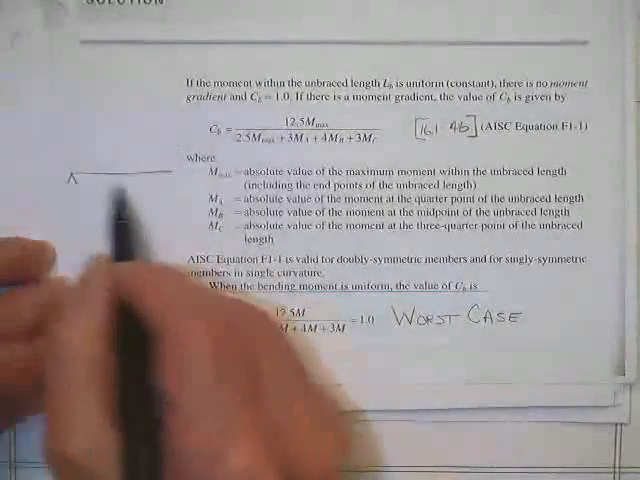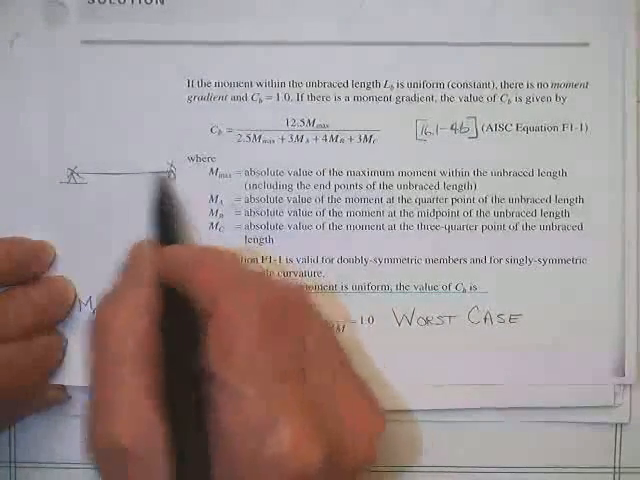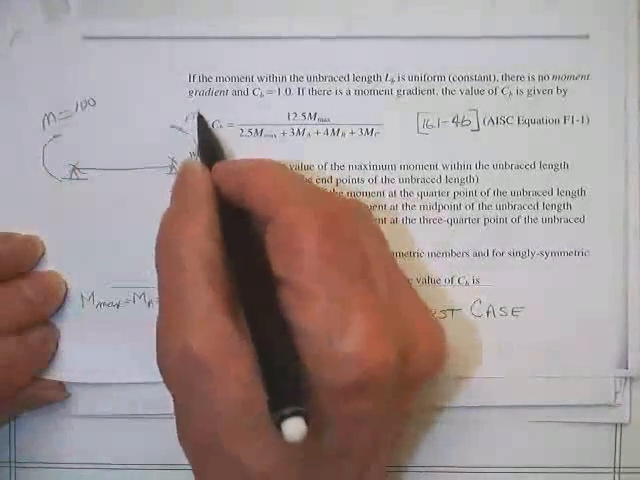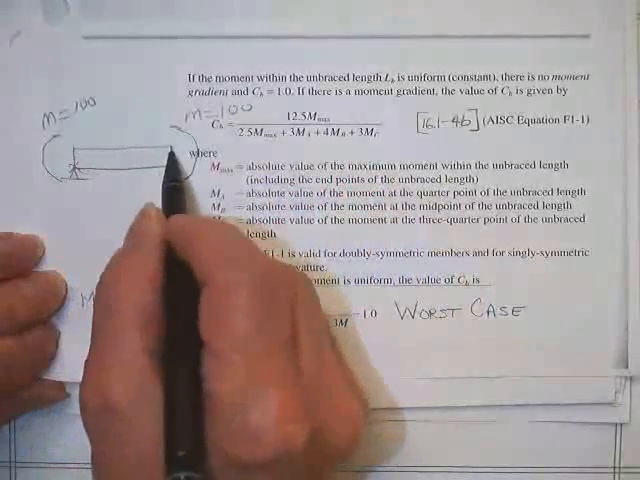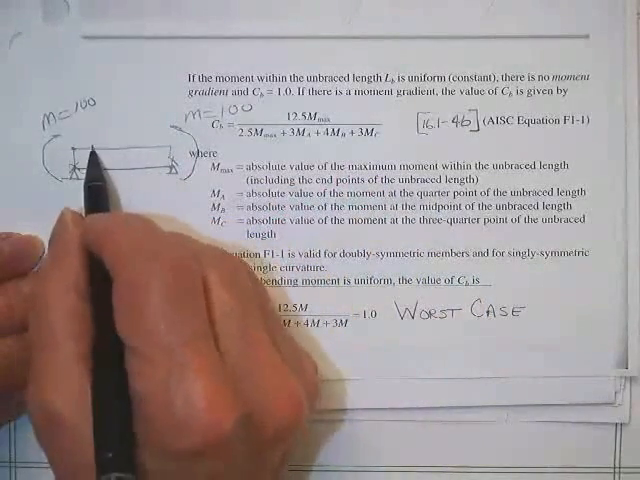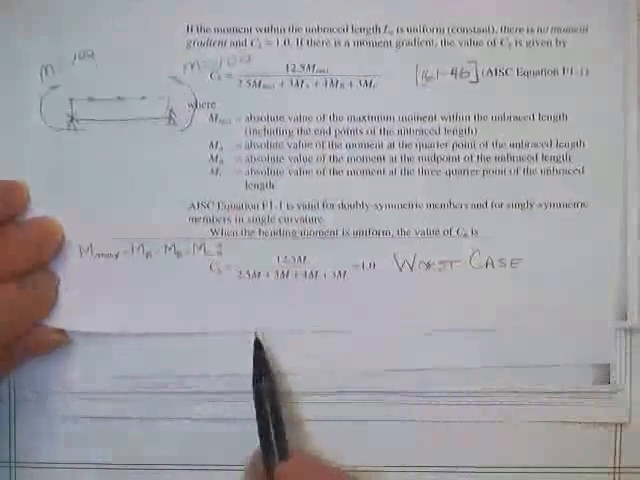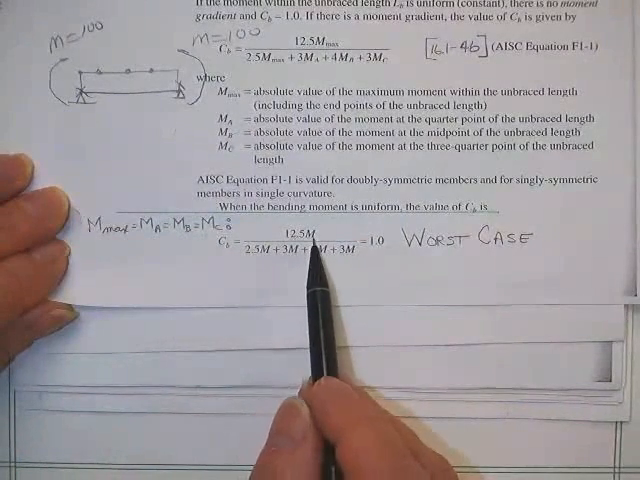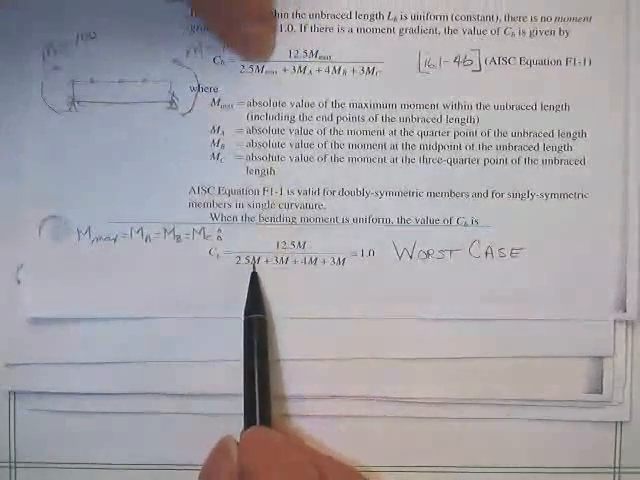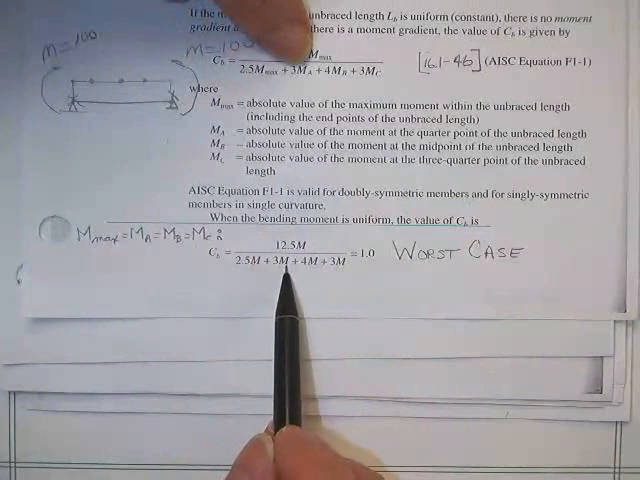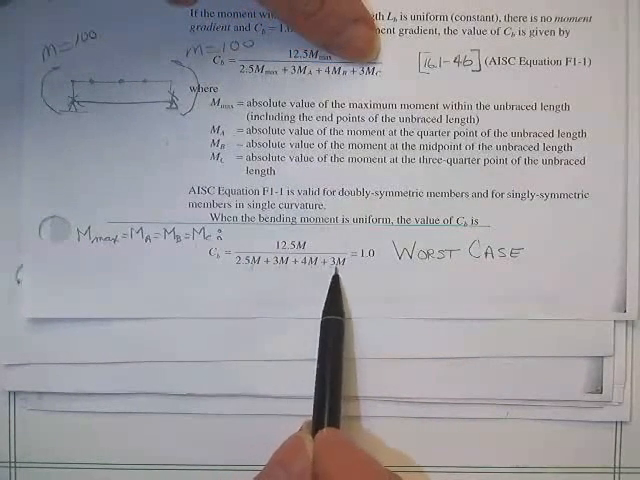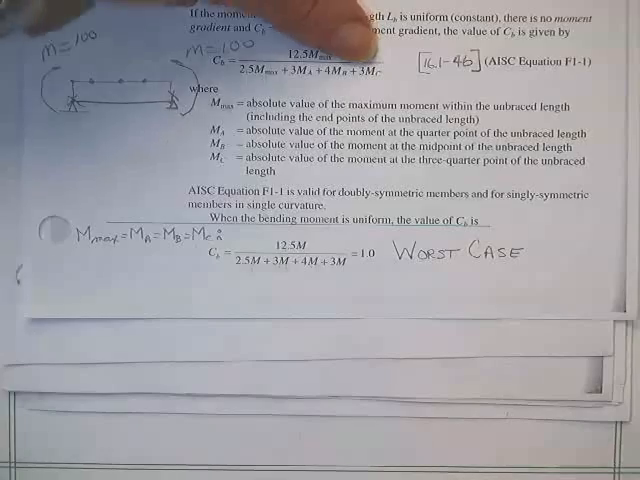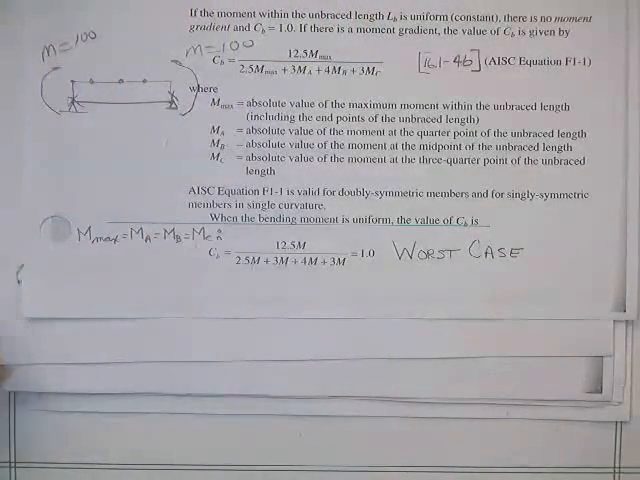Here's a beam. Got a brace on the end, got a brace on the end. Got a moment on that end, got the same moment on that end. M is equal to 100. There's the moment diagram. M max is 100 at the quarter point, at the half point, at the three-quarter point. Here M max is the same all the way across. It's just M. Get 12.5 M max divided by 2.5 M max, 3 times the moment at the quarter, which is M, and 4 times the moment in the middle, and the moment at the three-quarter. 12.5 over 12.5, it's a 1. Worst case.